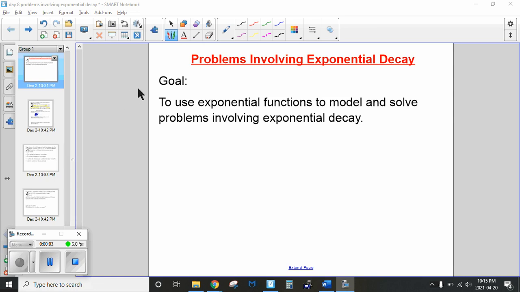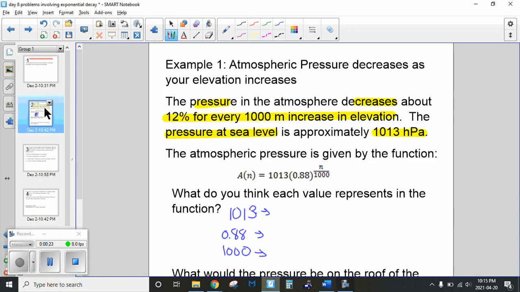Okay, grade 11s, here's the second half of your morning lesson. So this one is all about exponential decay. If you found the second handout, you maybe already looked at these questions. If not, I will read through them anyway, so that's fine. So here we're going to be using exponential functions to model and solve problems involving decay.